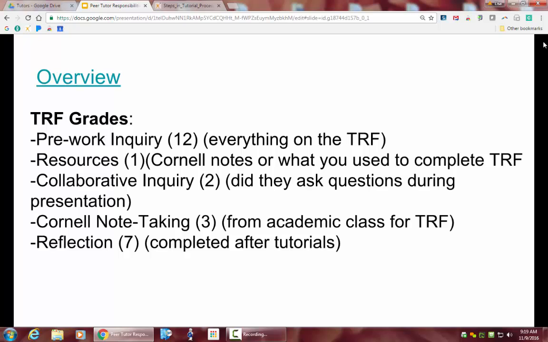Then you're also being graded on your Cornell note-taking. That is from your academic classes, which of course is where you get the information for your TRF, and then the reflection piece, that last piece that you're completing after the tutorials. So that is basically an overview. It is extremely important that everyone understands the importance of this process. Basically what it is doing is reinforcing learning, and it is enabling students to start to really think deeper about the problems that they're looking at.